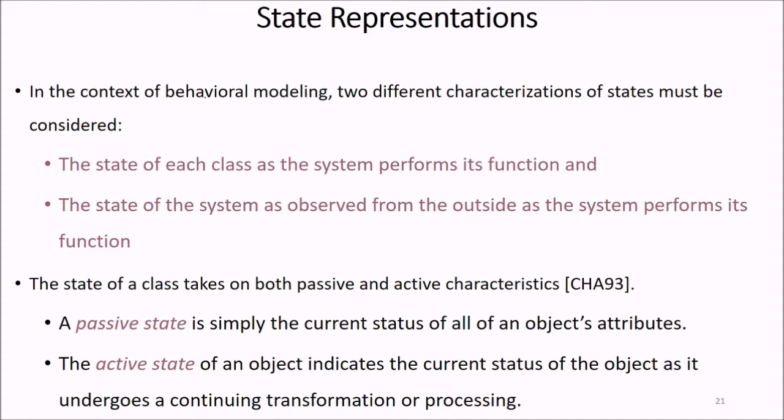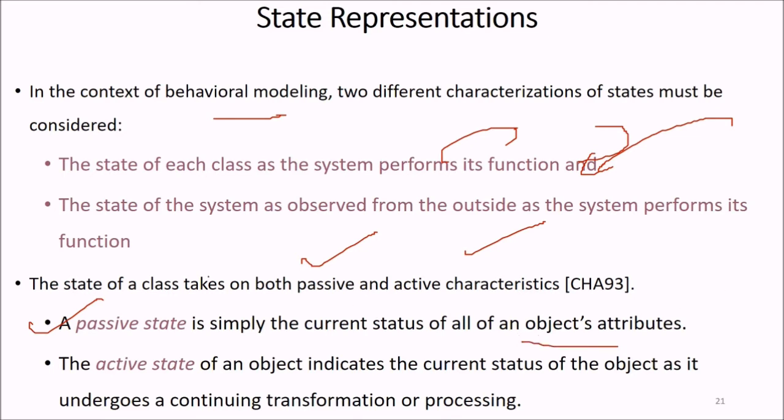The state representation: we have just talked about the behavioral model. There are two different characterizations of state which must be understood. First is the state of each class as the system performs its action, and second is the state of the system as observed from the outside while the system performs the function. So, state when the system performs the function, and state when you view it from the outside. The state of a class can take both passive and active characteristics. The passive state is simply the current status of all the object's attributes.